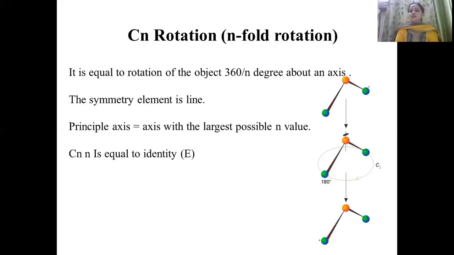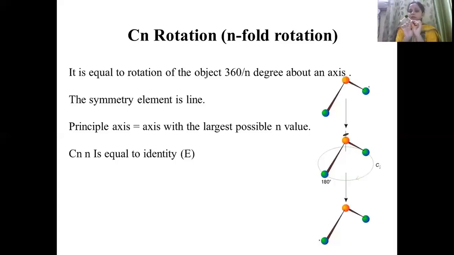Next symmetry operation is the Cn rotation axis. It is equal to the rotation of the object by 360 divided by n about the axis. For example, again I am taking the example of the water molecule. Now when I get the same structure, how much degree of axis is present in this molecule?